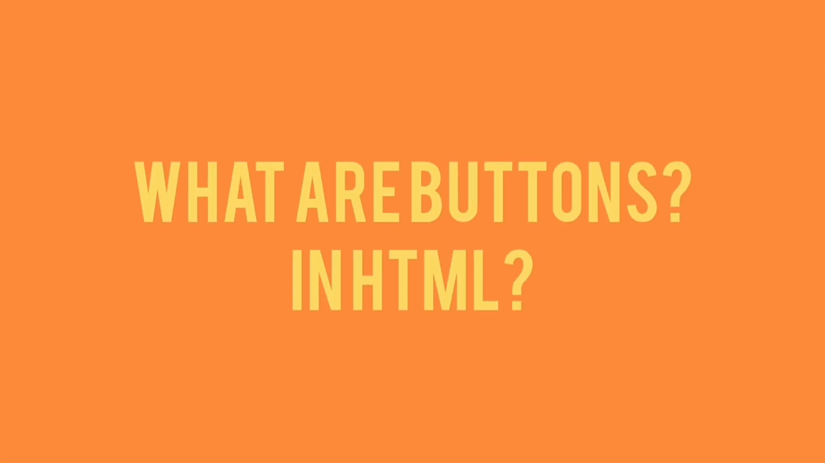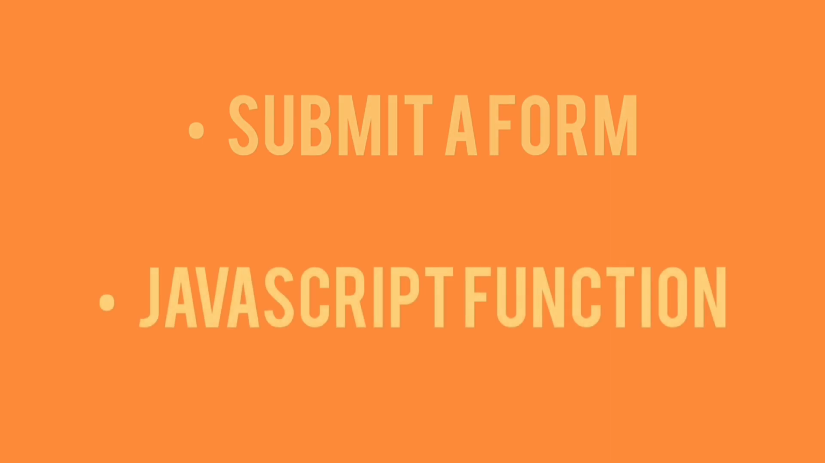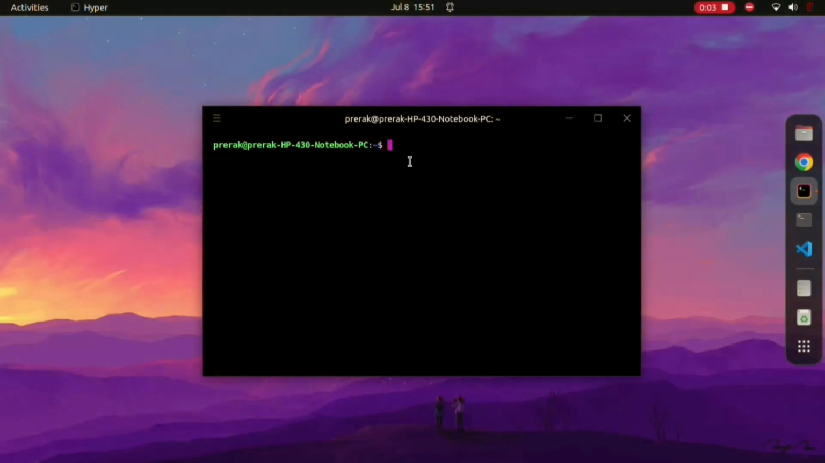So what are buttons in HTML anyway? Basically, buttons in HTML are interactive elements that users can click on and perform an action, such as submit a form or trigger a JavaScript function. They are just here to make your website more interactive with the users.